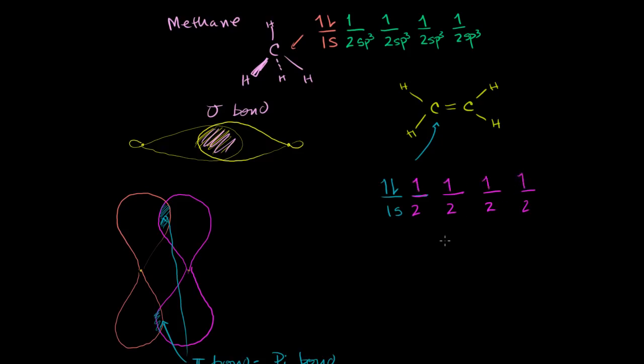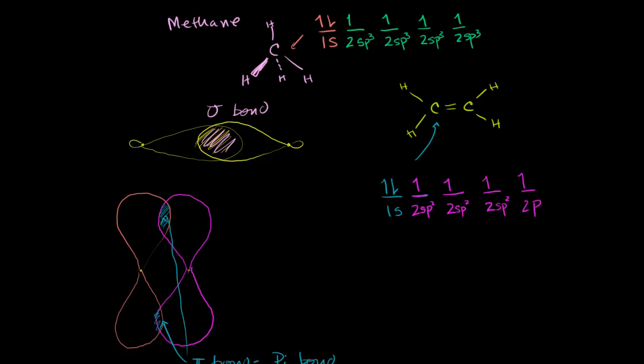But in this situation, instead of all of them being a mixture, one part s, three parts p, the s mixes with two of the p orbitals. So what you have is 2sp2 orbitals. You can imagine that the s orbital mixes with two of the p orbitals. So now it's one part s, two parts p. And then one of the p orbitals stays by itself.